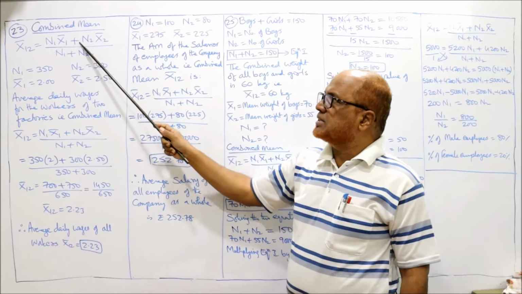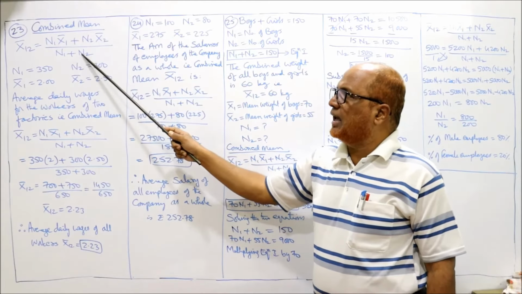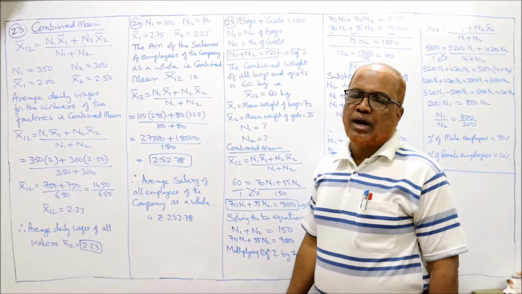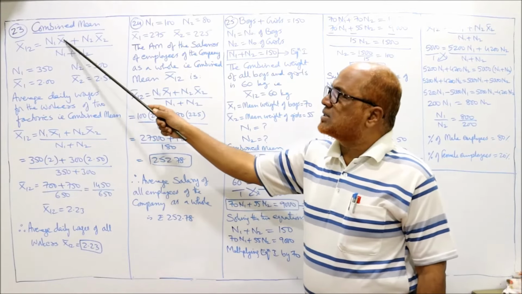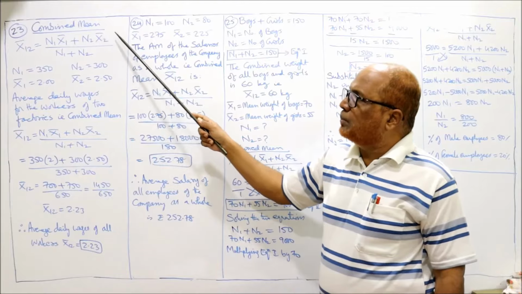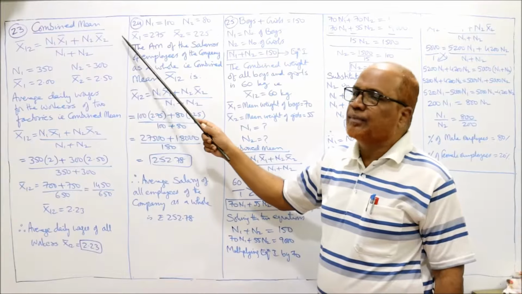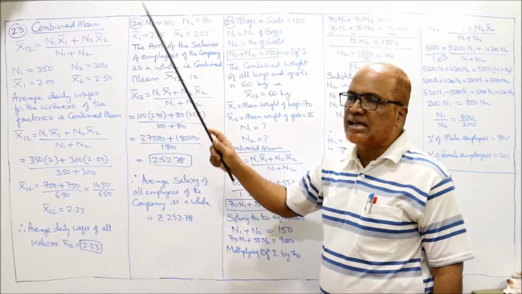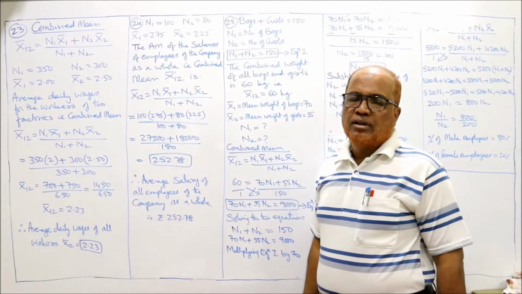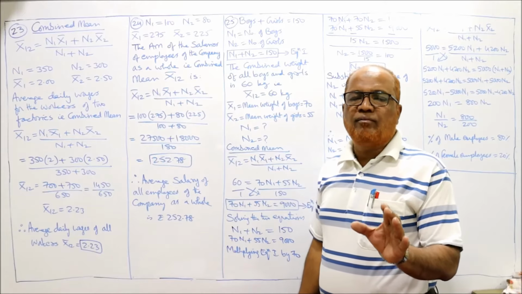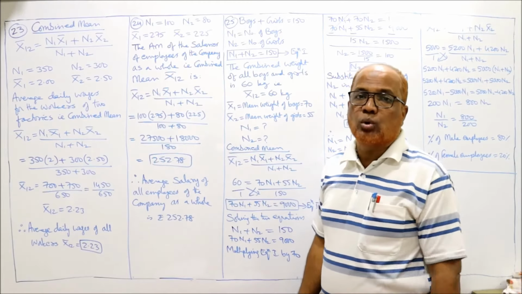N1 x bar 1 plus N2 x bar 2 divided by N1 plus N2. If there were 3 groups, one more item will extend: N1 x bar 1 plus N2 x bar 2 plus N3 x bar 3 divided by N1 plus N2 plus N3. For 2 groups, we use the two-group form. So this formula of the combined mean will be applied whenever we are given 2 or more than 2 groups.